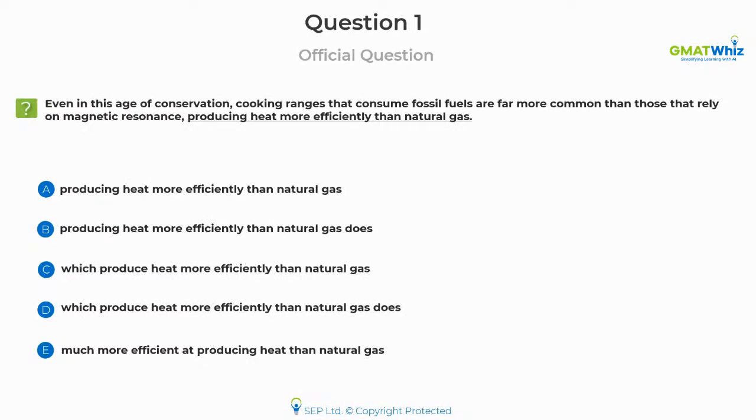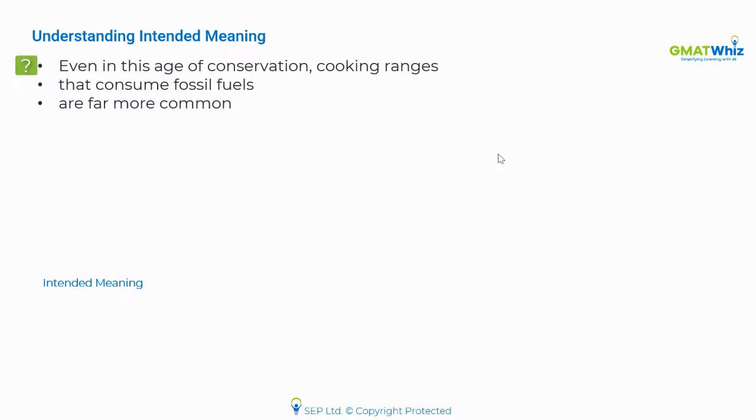All right. So I am going to solve this question using the GMAT Viz methodology. It's a three-step Viz methodology. The first step is understanding the intended meaning of the original sentence. Okay, so here goes. We believe in breaking and reading the sentence. So I start reading the sentence: even in this age of conservation.